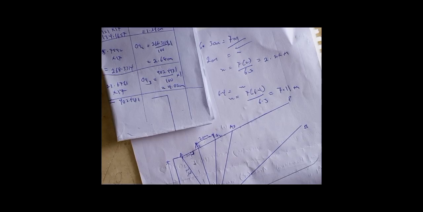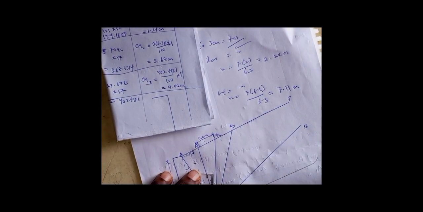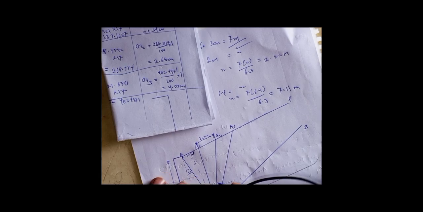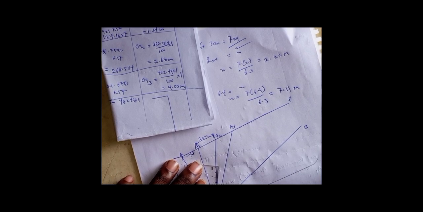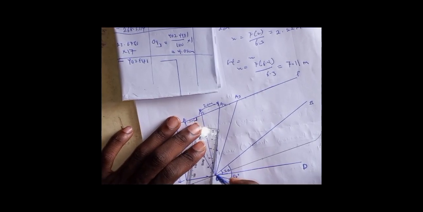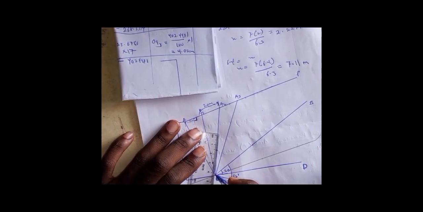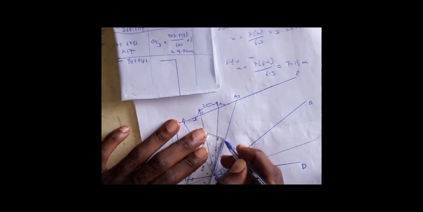Now let's plot the second one. OA2 is 2.68, so I plot 2.68 on this line. The next one is 4.02, so I plot 4.02 this way.